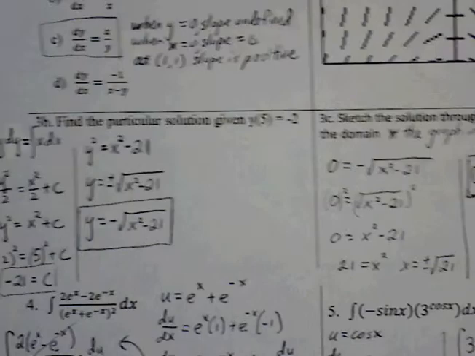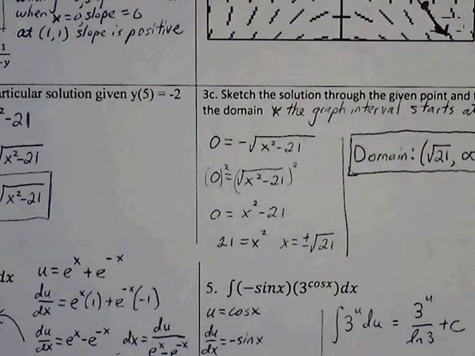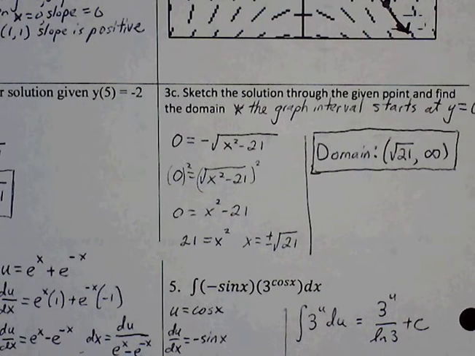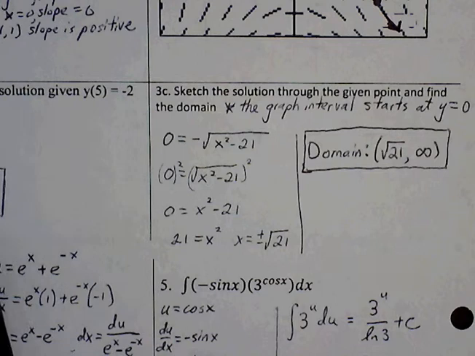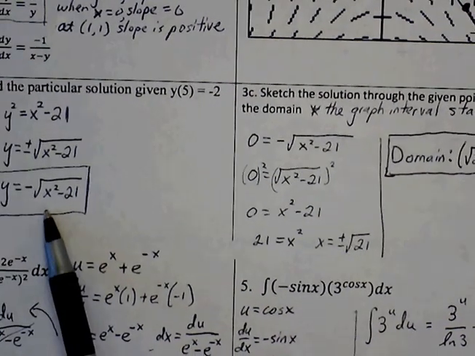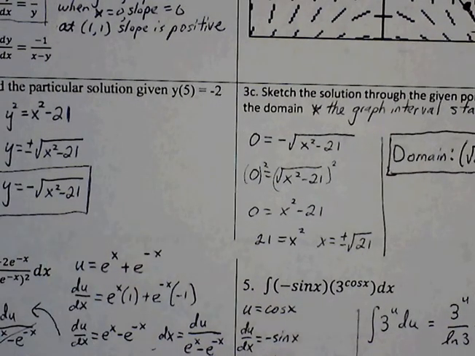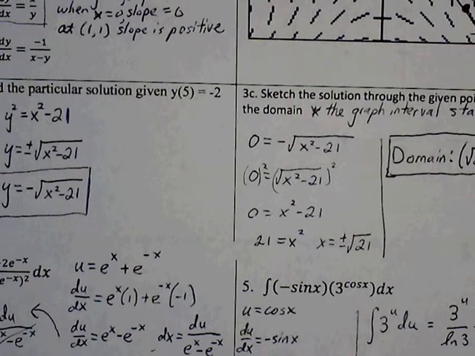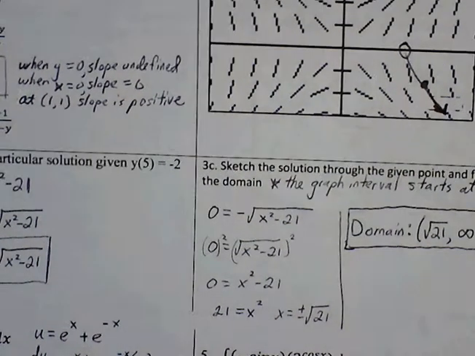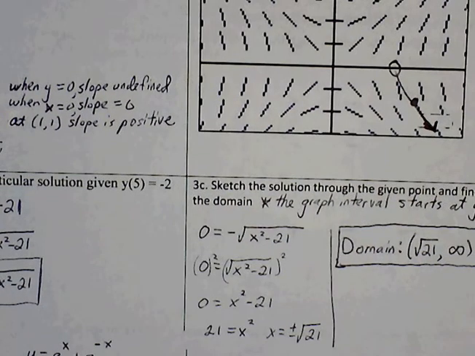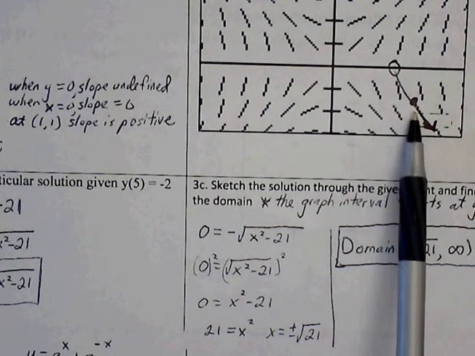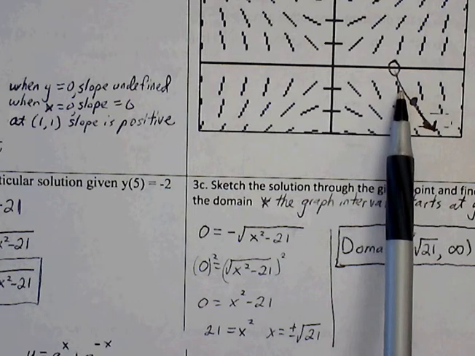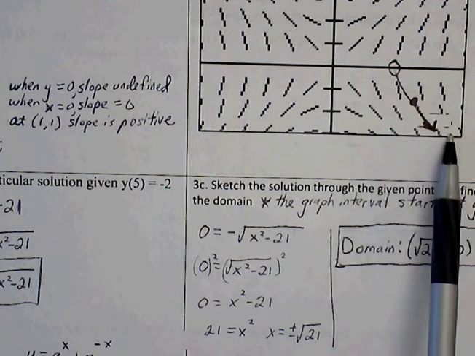Okay, part C, sketch the solution through the given point and find the domain. So we can plug this in our calculator. y is equal to negative square root of x squared minus 21. And we know it has to go through this point, (5, -2). So now we simply just follow the flow of the graph. So the graph is going down to infinity.